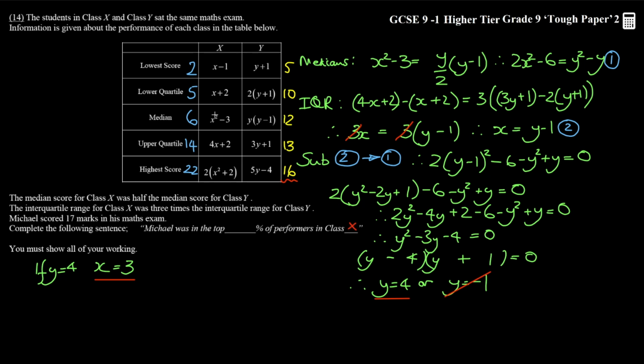Now remember, the median represents halfway, so this is the 50% point, and the lower quartile is the 25% point, and the upper quartile is the 75%. So we can conclude from that that Michael is somewhere above the upper quartile. So he will be in the top 25% of performers in class X. And that is your answer.